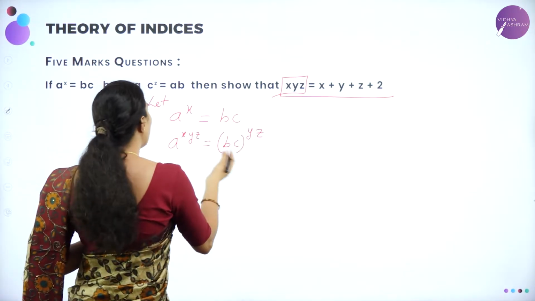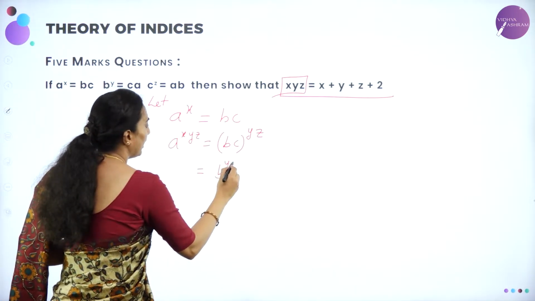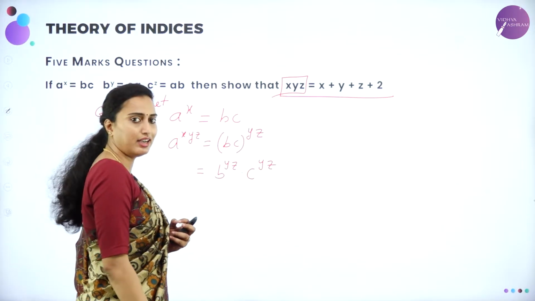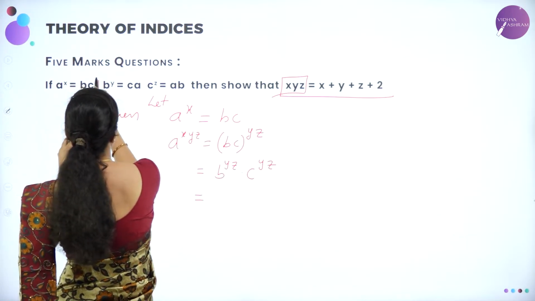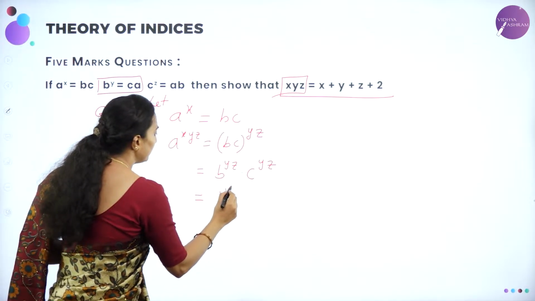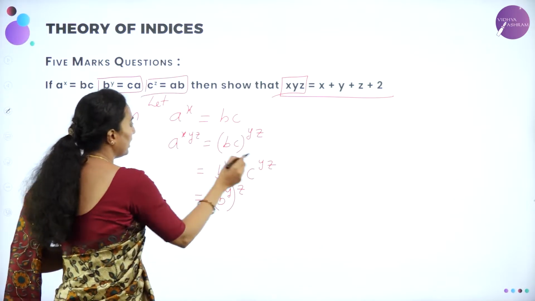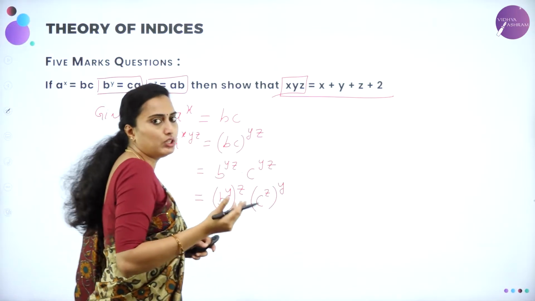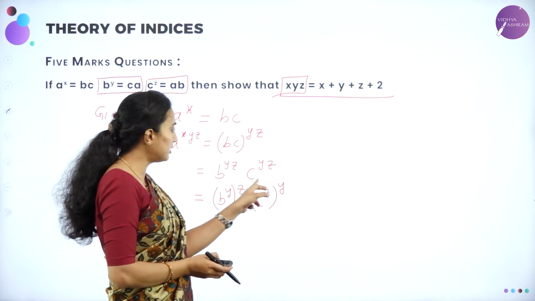Correct? Now I can write this as b power yz into c power yz. Can I write like that? Which will be equal to, now b power y you already know is nothing but ca. So I am going to write that as b power y whole power z. Similarly, c power z is ab, so I am going to rearrange here, c power z in whole power y. Anyway, 2 into 3 and 3 into 2 are both the same. y into z and z into y are both the same.